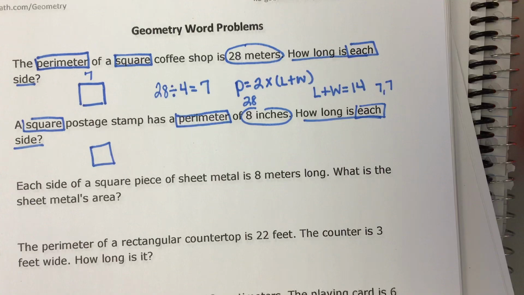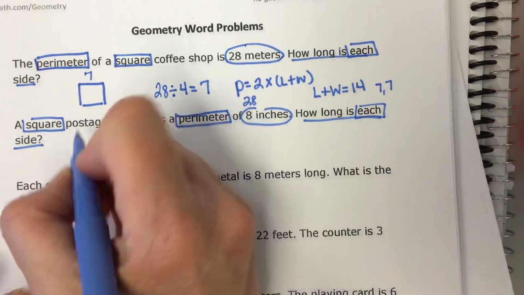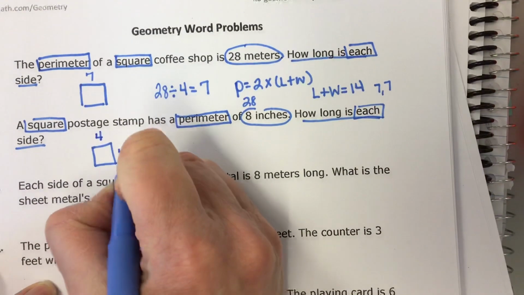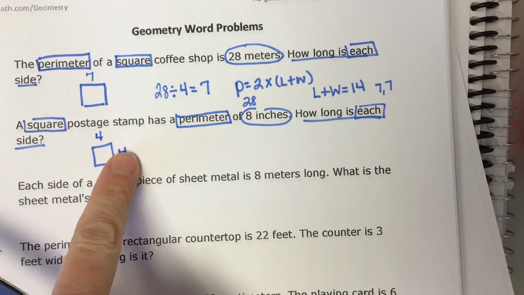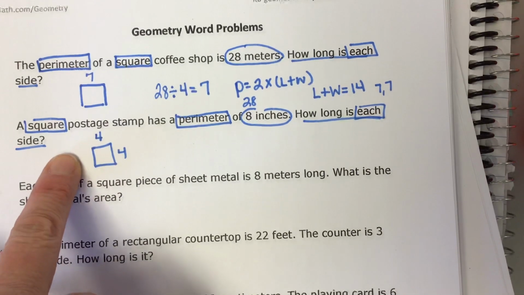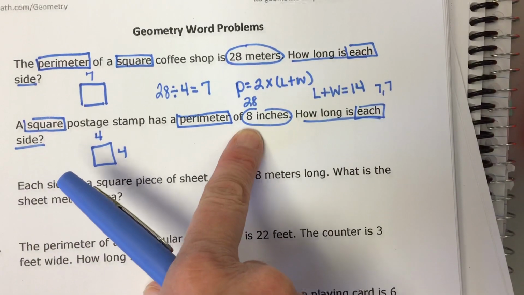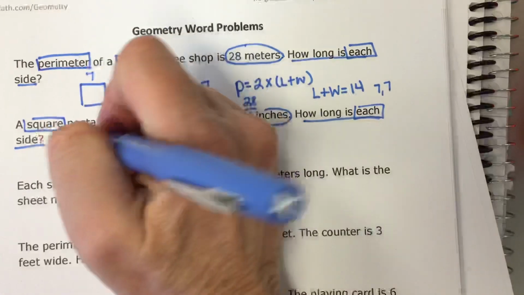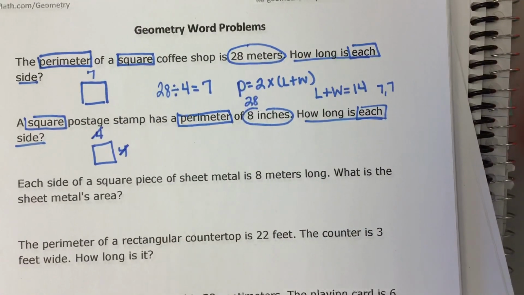Jackson, what did you get? 4 and 4. Okay, so if it's 4 and 4, let's add it together. What's the perimeter? 4 plus 4 is 8. Plus 4 is 12. Plus 4 is 16. And what does our perimeter need to be? 8. So it's not 4 and 4. What could it be, Jackson?